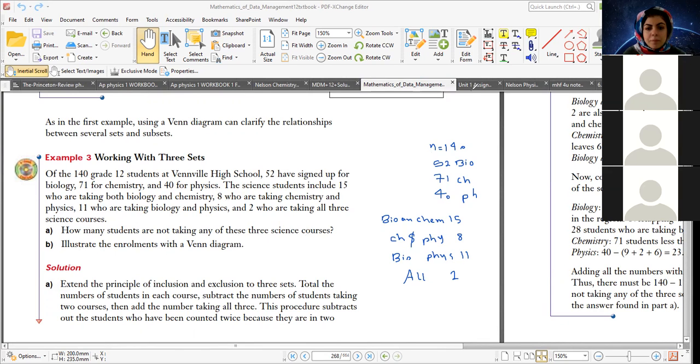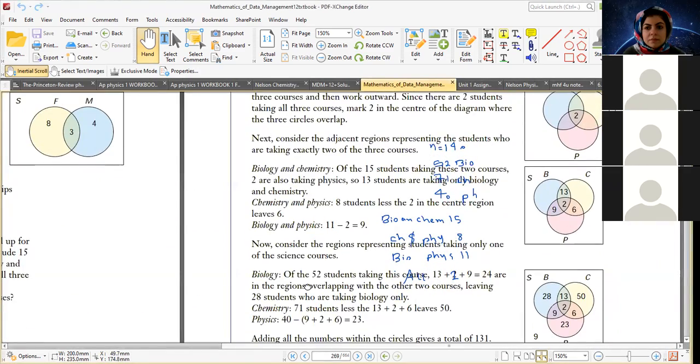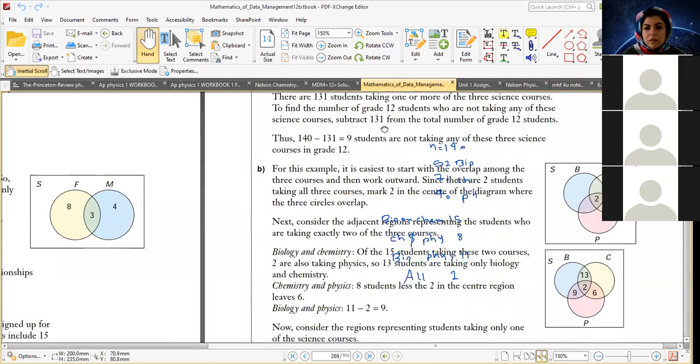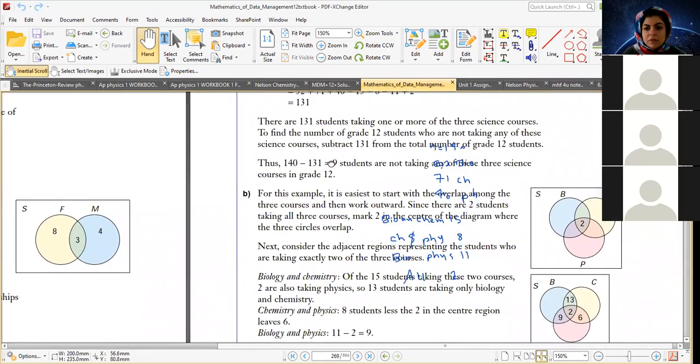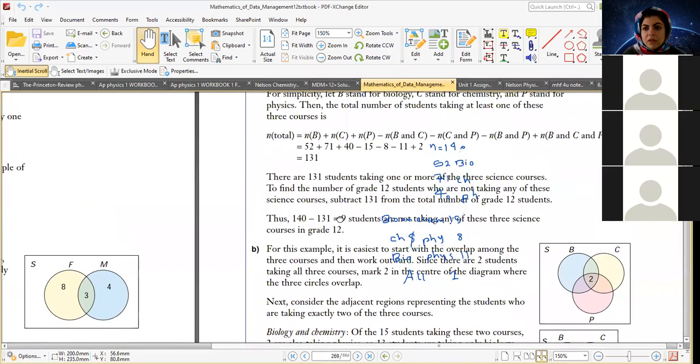Okay. Let's do that. This is the Venn diagram. I wish I had my numbers in a better place, guys, but that's fine. Here is the Venn diagram that we have. So here's biology, chemistry with C, P with physics.